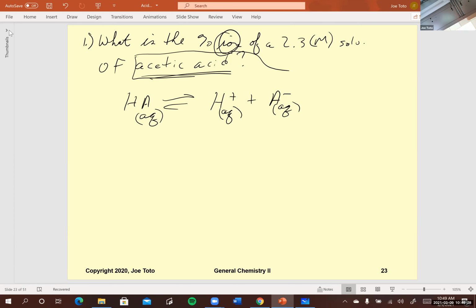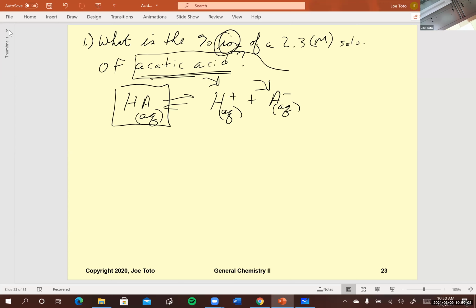What am I specifically talking about in this reaction? See if somebody can figure this out. What's the percent ionization of what here? How much of that acetic acid is actually going to ionize into H plus and A minus? Yeah, so how much of that HA, the acetic acid, ionizes? How much goes into ions? And what is the percent?